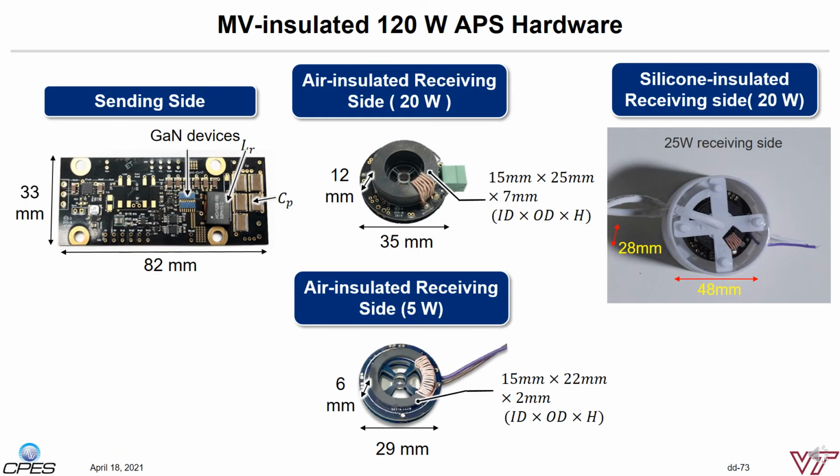This page shows the hardware prototype. The sending side circuit is built using gallium nitride switches together with surface mount resonant elements running at megahertz. Two versions of the receiving side are built. Both designs use the same circuit with the rectifier and the regulator stage. For the air-insulated version, we have 20-watt and 5-watt versions. The 5-watt version only needs a 2 mm thick transformer, enabling a very high density and a low profile, which can be embedded onto the sensor and gate driver circuit easily. The solid insulated version is shown on the right-hand side, potted with the epoxy in the mold.